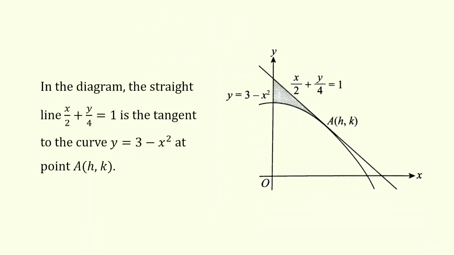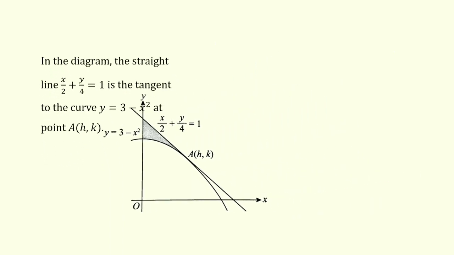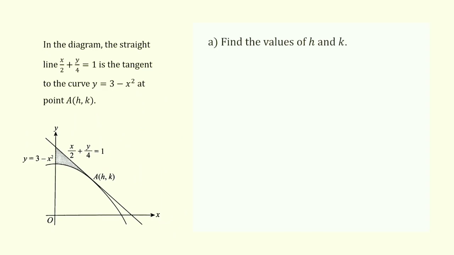Next, let's go through a problem that relates to integration. Here's the question. In the diagram, the straight line x/2 plus y/4 equals 1 is the tangent to the curve y equals 3 minus x² at the point A. For the first part of this question, we're asked to find the values of h and k, which are the coordinates of point A. Since point A is the intersection point between the straight line x/2 plus y/4 equals 1 and the curve y equals 3 minus x², we can find the values of h and k by solving this pair of simultaneous equations.